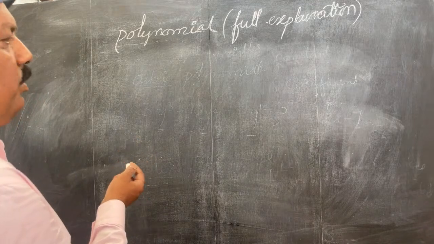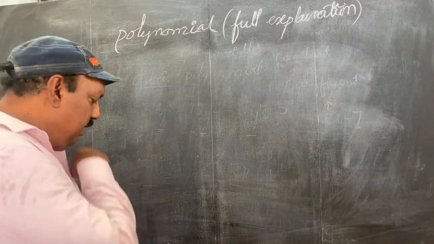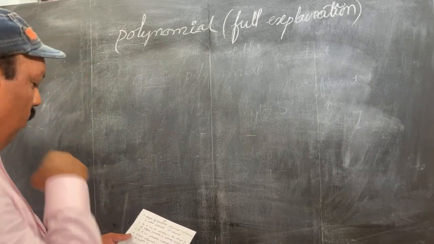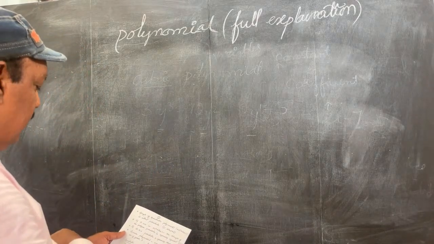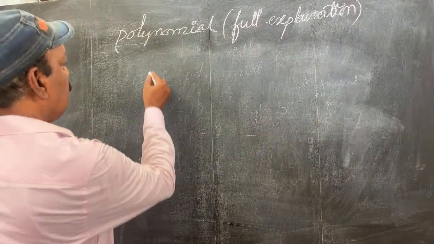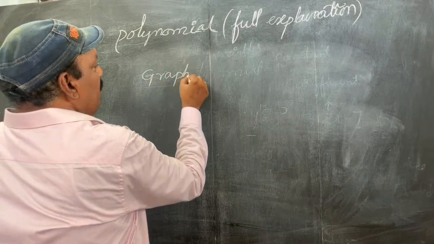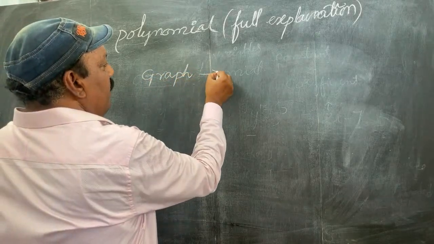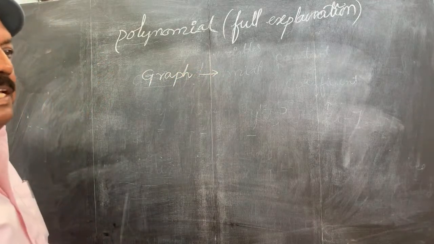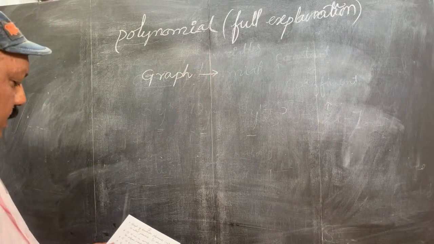Now, I already explained linear polynomial, quadratic polynomial, and cubic polynomial. Now I am going to explain the different kinds of graphs in polynomials. Today I am not explaining the graph in full, because I want to explain one graph clearly, but I want to give a few points regarding the graph.